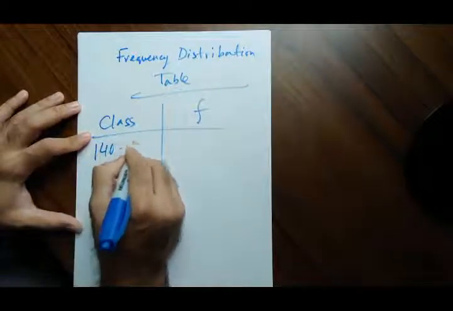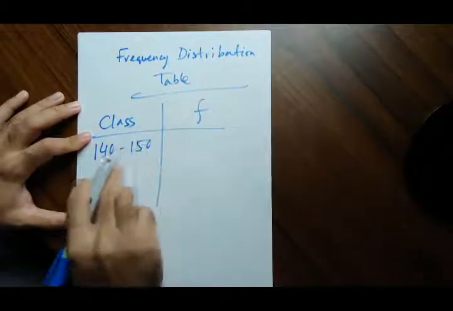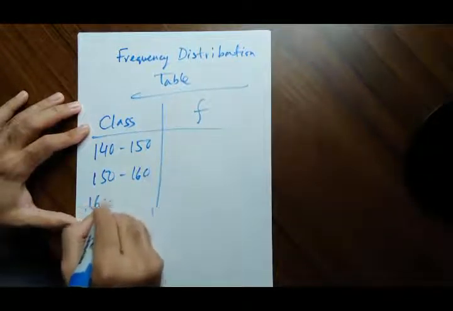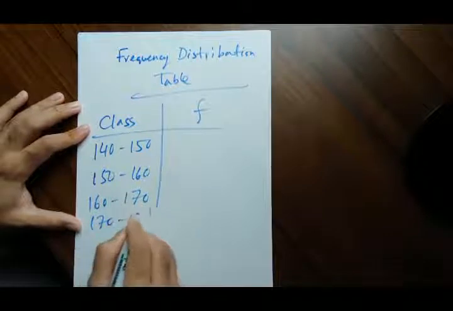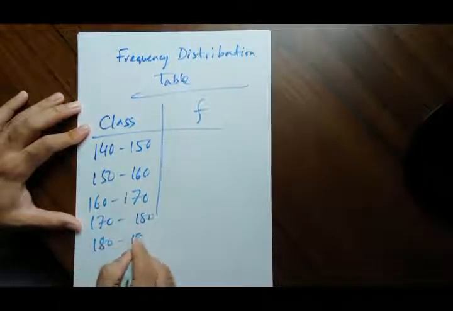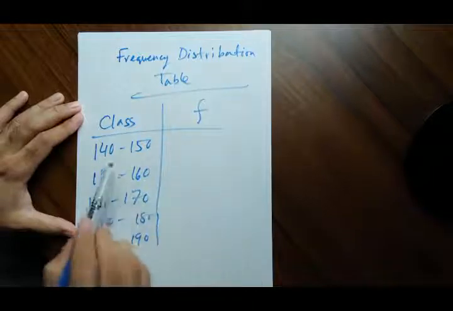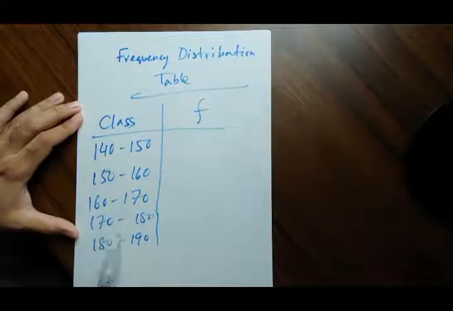So 140 to 150, this is the 10. This is the width 10. 150 to 160, 160 to 170, 170 to 180, 180 to 190. Then we have 5 classes, so 1, 2, 3, 4, 5 classes, and the width of each class is 10.